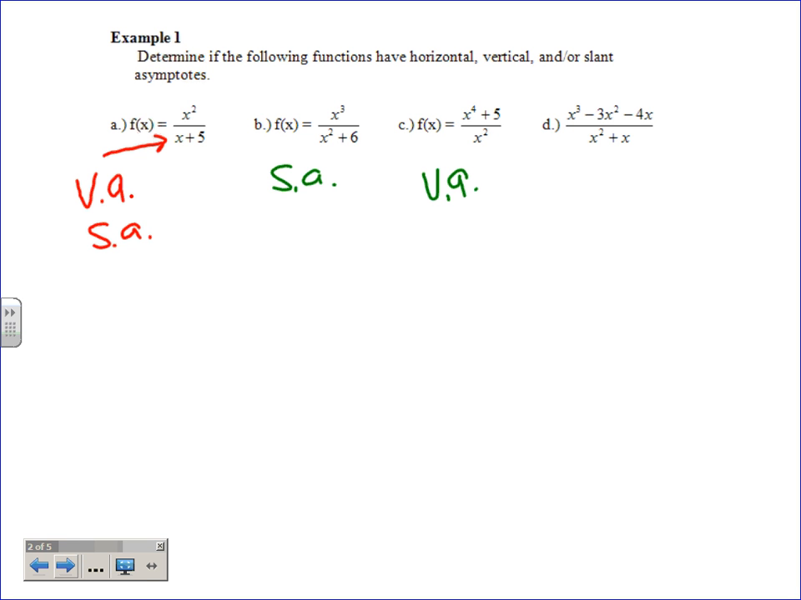Well, for horizontal, they either have to be the same or the bottom bigger, right? Slant is, the top is 1 bigger. The top's 2 bigger. So, yeah, only vertical then. No horizontal, no slant.